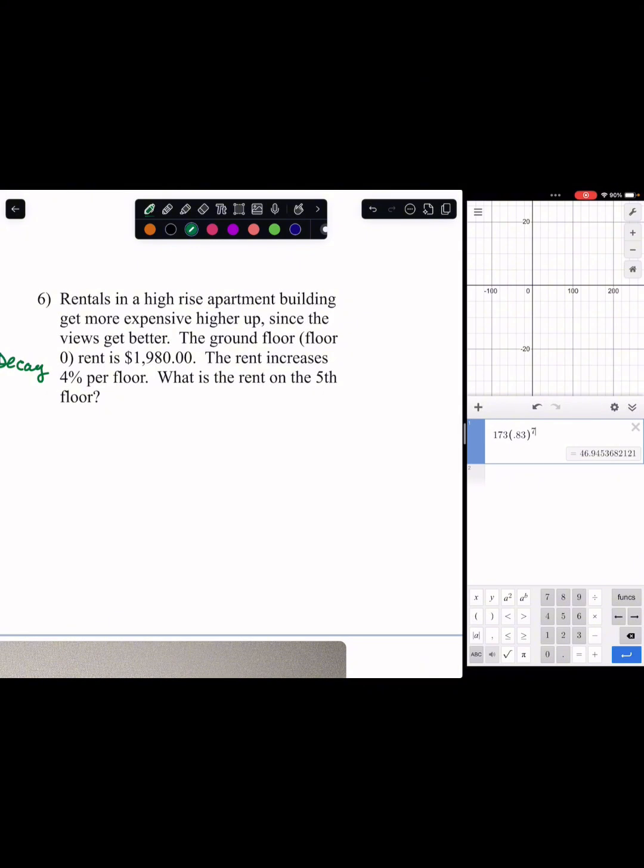Now that you've had a chance to attempt it, let's see what you get. Okay. The rentals in a high rise get more expensive the higher up, like we did earlier. The ground floor, the rent is $19.80. That is our initial point. That means no matter what happens, I'm gonna pay at least $19.80. The rate increases. Oh, this was 4% per floor. I got to do my 4% plus 1 because this makes it go up. The rent increases. That makes it a growth. And then the 5th floor.